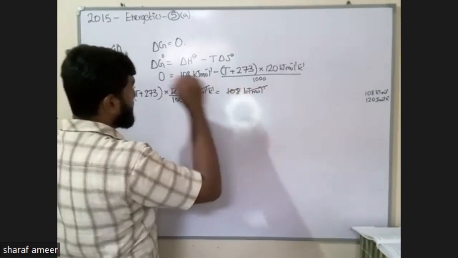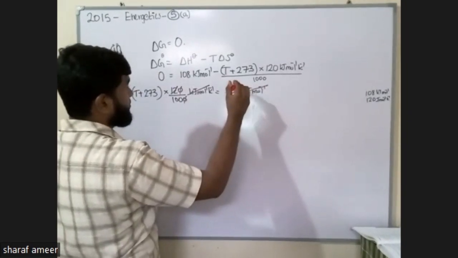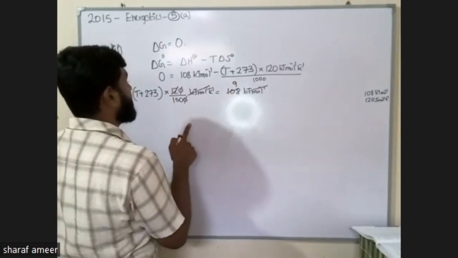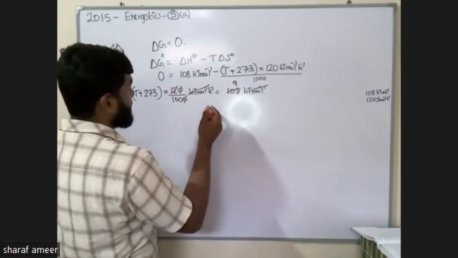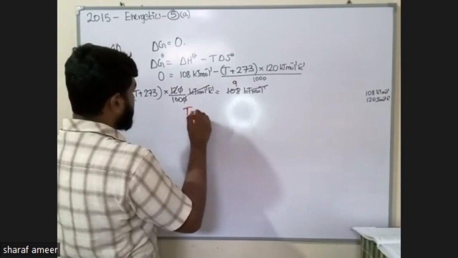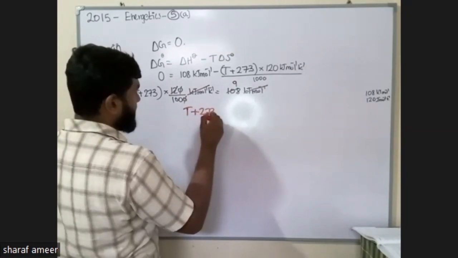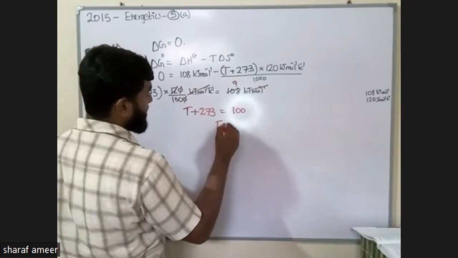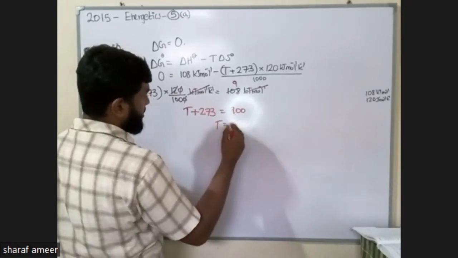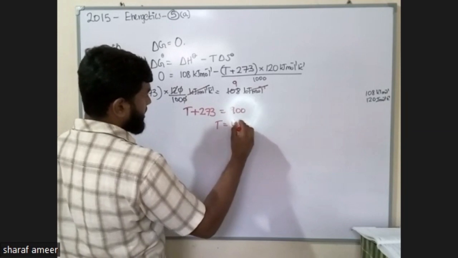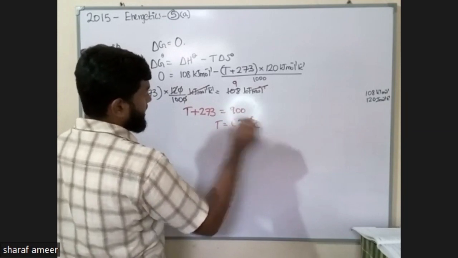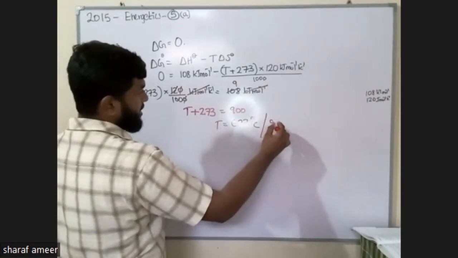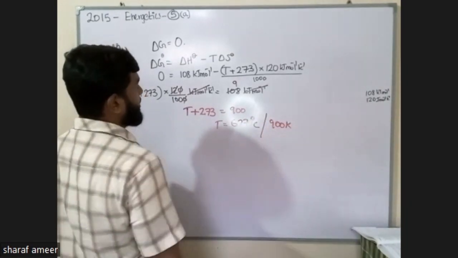Here it will go 9 times, right? 12 into 908, 9 times. So T plus 273 is equal to 900. So T is going to be 627 degrees Celsius. Or you can give us 900 Kelvin, not an issue.